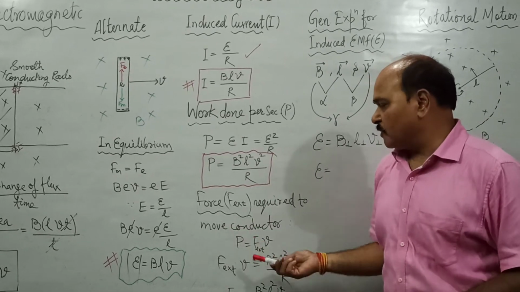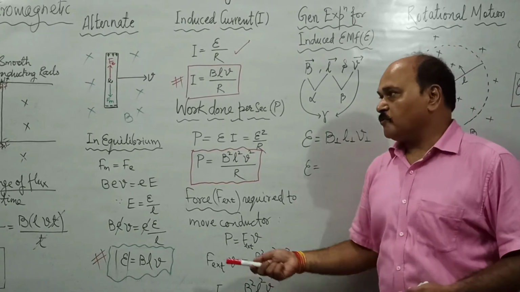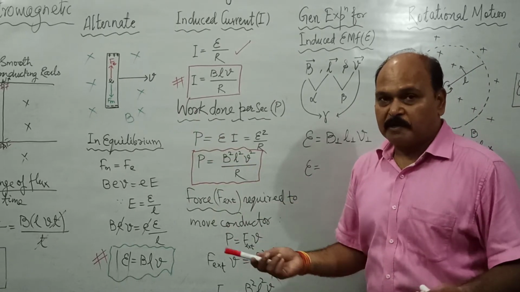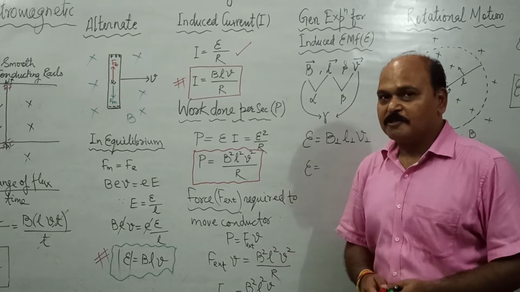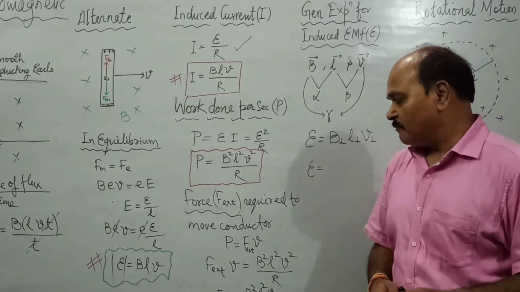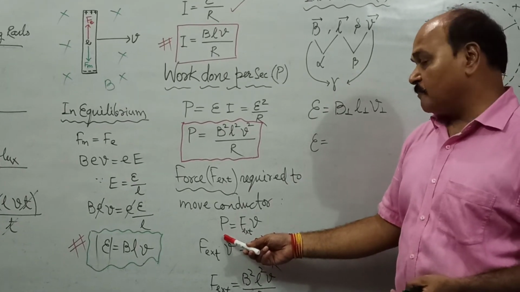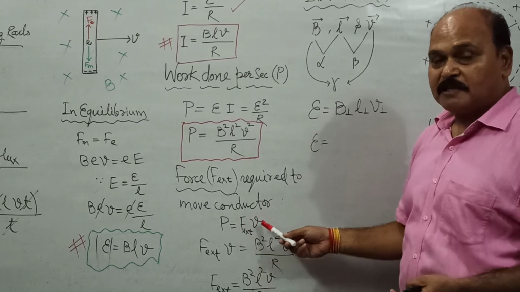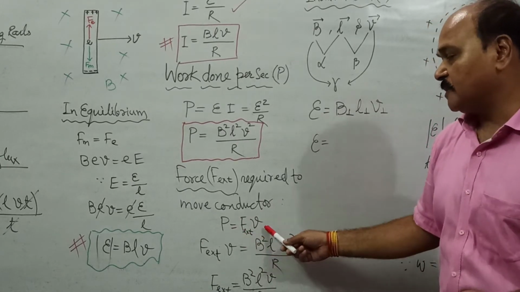Now, what is the force required to move the conductor? Well, there is a constant force required. The conductor is not going to move itself in the magnetic field. We have to pull it. So, what is the constant pulling force required to move the conductor? Well, we know that power is also the product of the constant force and the velocity generated by the force. So, power is force into velocity.